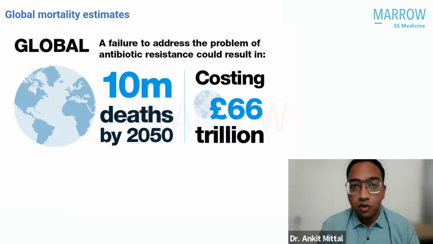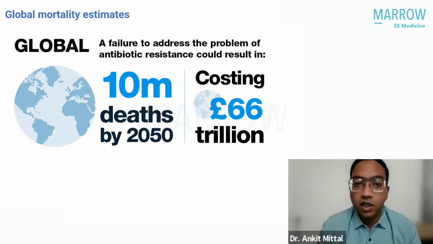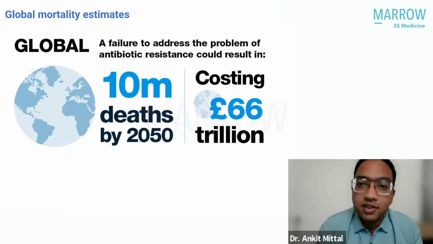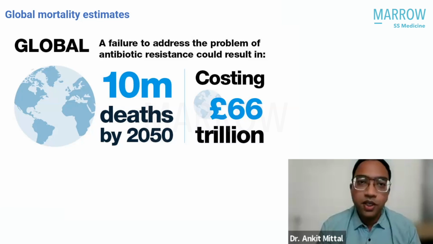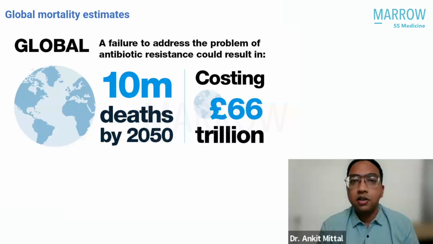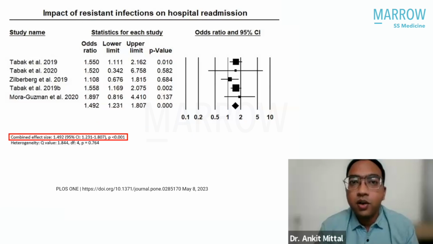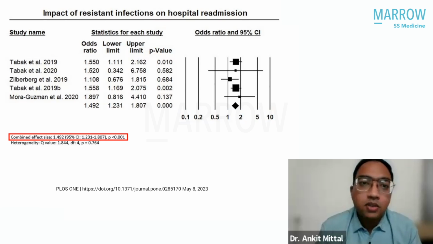And if you look at the global estimates of mortality, it is expected that there will be 10 million deaths by 2050, costing approximately $66 trillion to the global economy. For comparison, the economy of India at this point is close to $4 trillion. So you can imagine the amount of money that this threat or this menace is going to cost everyone. And even if you look at hospital readmission rates, patients who are treated for drug resistant infections are even more likely to get readmitted.